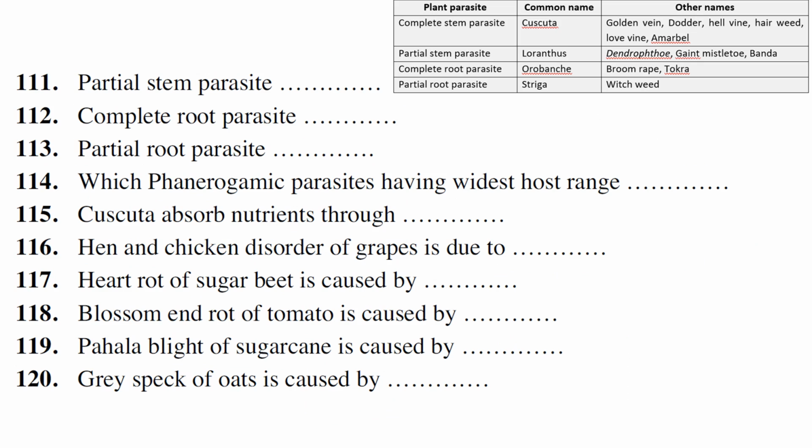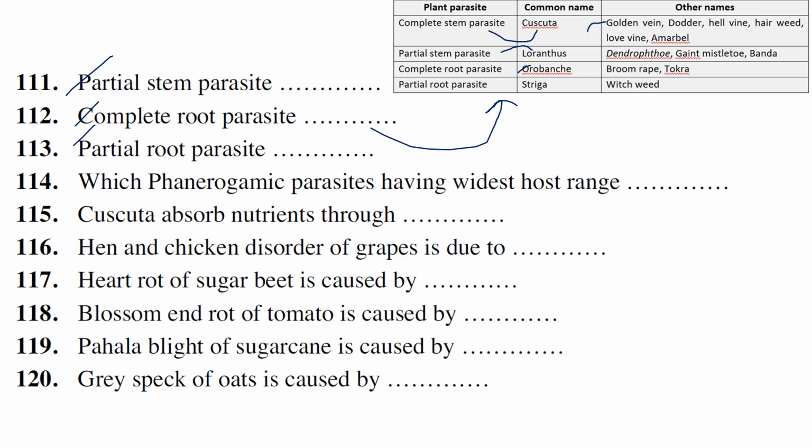Yes, I think the next questions are partial stem parasite, complete root parasite, partial root parasite. To have a better understanding, let's go through here. So complete stem parasite, Cuscuta; partial stem parasite, Loranthus; complete root parasite, Varavanki; partial root parasite, Striga. On the right side I have given other names as well.